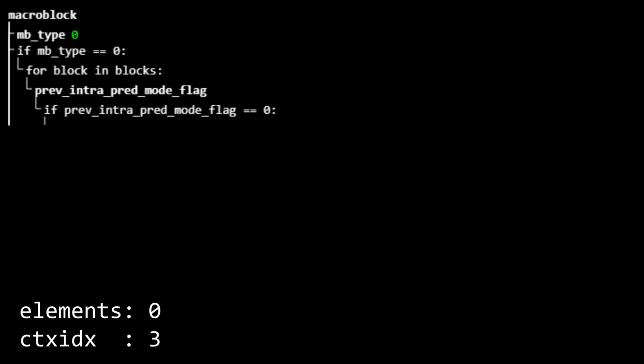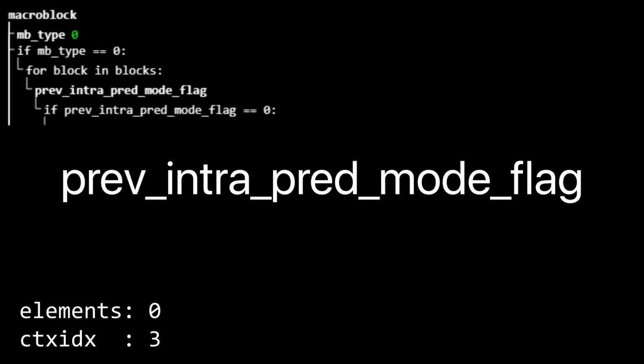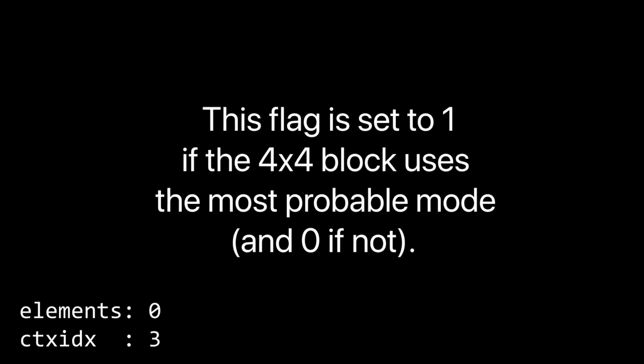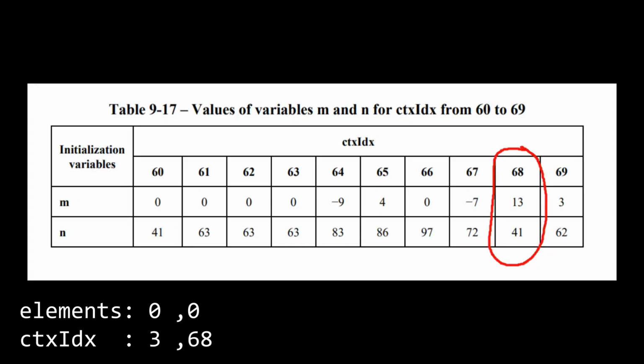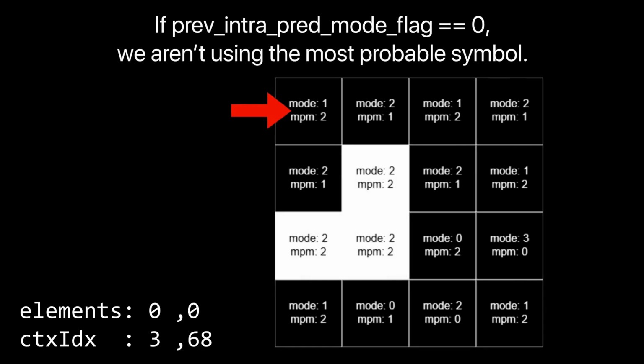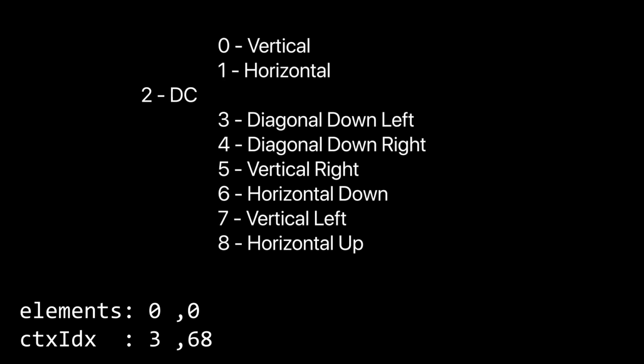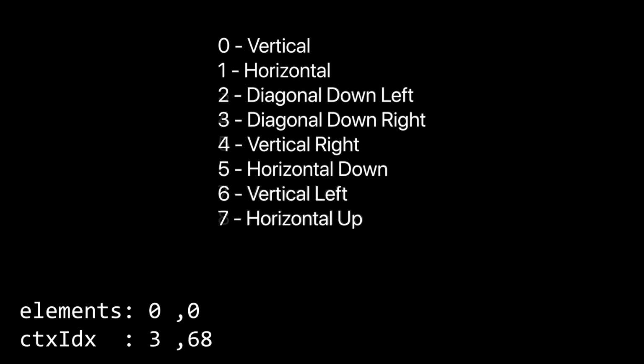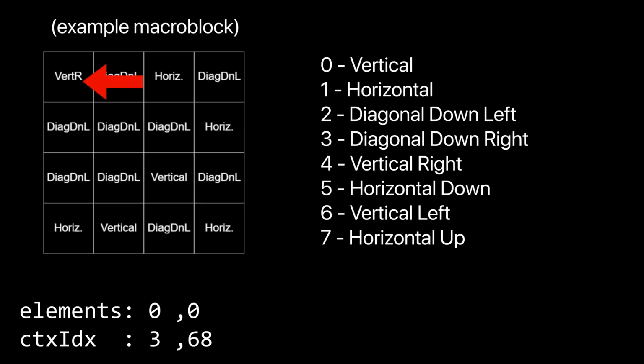Next, we write the previous Intra Prediction mode flag. This flag is set to 1 if the 4x4 block uses the most probable mode. We will use context model 68 to encode this bit. If the previous Intra Prediction mode flag equals 0, it means we're not using the most probable mode. So, we remove the most probable mode from the list of 9 possible modes. Then encode the mode number from the 8 remaining modes using 3 bits. These 3 bits will all use context model 69.